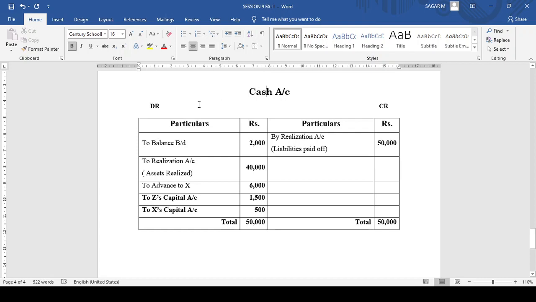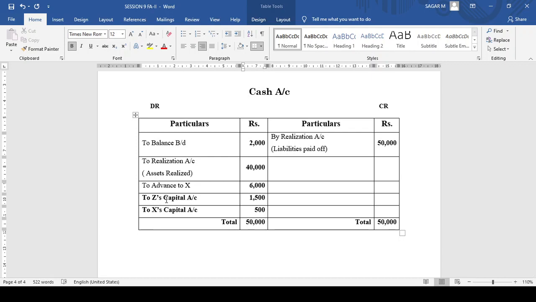Hence the entry is cash account debited to advance to X 6,000, followed by adjustment. They said that we can recover 50 paisa in a rupee from Z's private estate. So this entry is made on the credit side of the partner's capital account in the Z's capital column, and at the end the capital deficiency of X, he has brought in cash worth rupees 500. So those entries have been entered. After this, if you take a total, the total is 50,000 and 50,000.